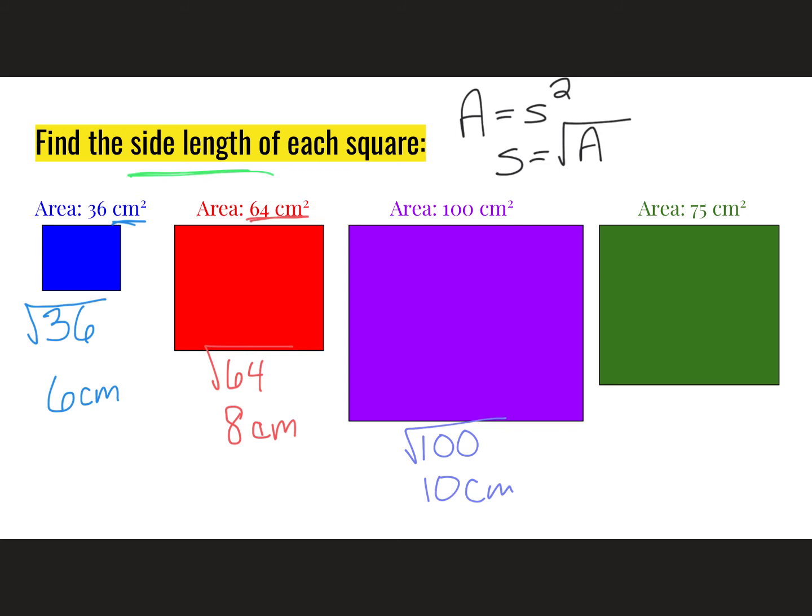And then this last one, I'm going to find the side of one that has an area of 75. So I take the square root. If you put this in your calculator, you're going to get 8 point something, probably about 8.6 or so. But the square root of 75 is actually the exact answer. So this is the square root of 75. That is our better answer.